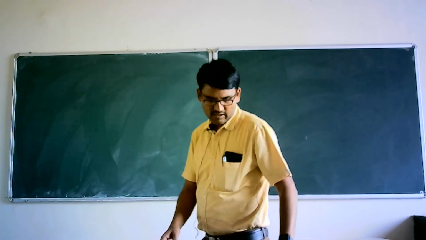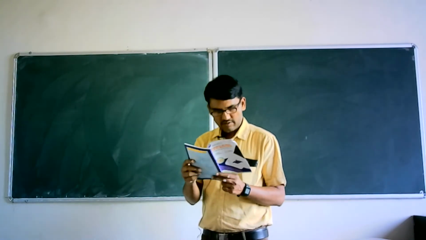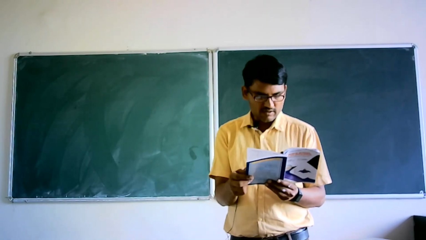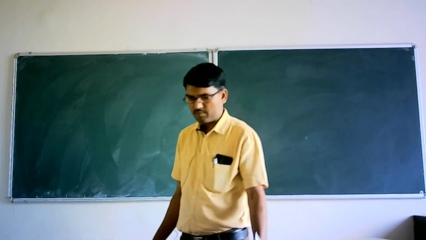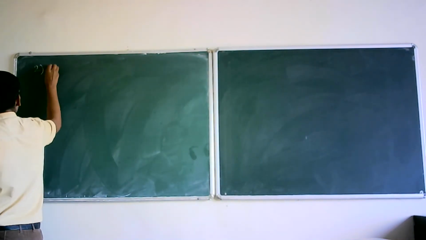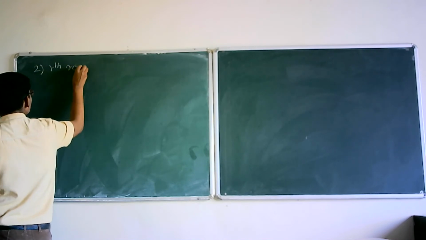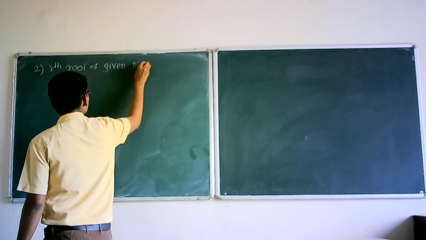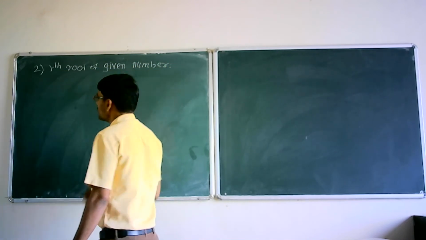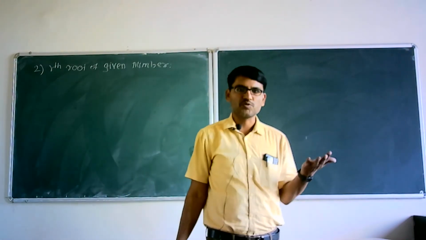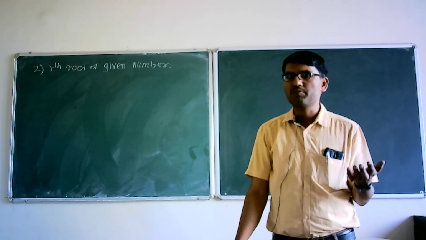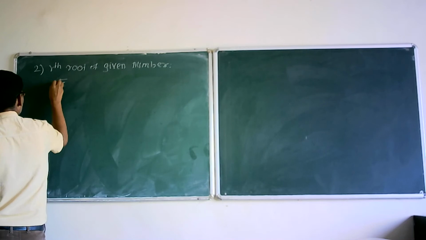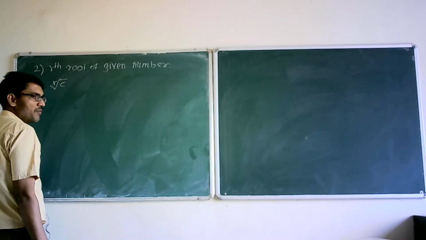Now next formula: obtain the Newton-Raphson formula for r-th root of a given number. There is cube root, fourth root, fifth root. So in general, we want to develop a Newton-Raphson formula to find the r-th root of a given number. That is, suppose we want to determine the r-th root of a number c.